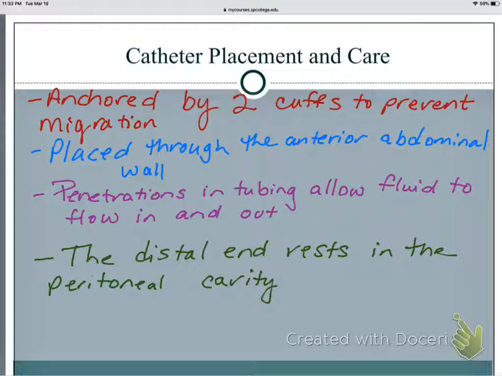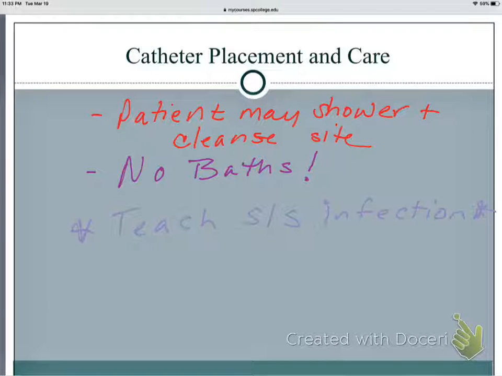So, like I said, it's anchored by the Dacron cuffs and placed in through the anterior abdominal wall. And those little holes or perforations allow the fluid in and out. And the distal end is in the peritoneal cavity. So you can imagine there are complications. We're going to talk about some complications of the catheter and some other things with peritoneal dialysis. So again, they can shower. They just have to pat it dry. No baths.